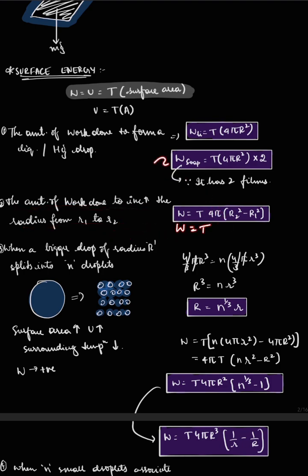Now what is the amount of work done to increase the radius from R1 to R2? W is equal to T into, again, surface area. What is the surface area? 4 pi r square. Now R1 is becoming R2, so therefore it will be like this.